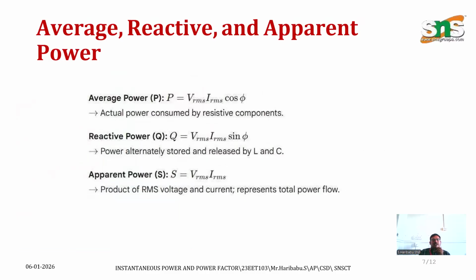Average, reactive and apparent power. So the representation is Vrms, Irms, cos phi. It is the average power. Reactive is Vrms, Irms, sin phi. Whereas apparent power is Vrms, Irms only. That is, no phase. So actual power consumed by the resistive component is the average power. Reactive is power alternately stored and released by L and C. Whereas apparent power, the product of RMS voltage and current, represents the total power flow.